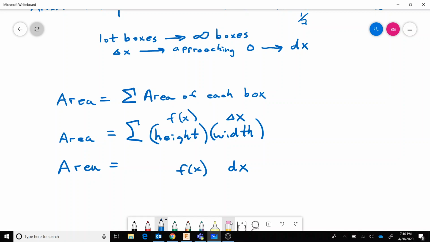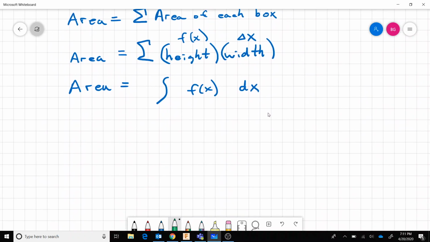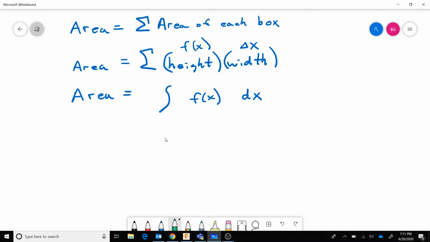But the problem is summation is good when I have a finite number of boxes, but if I have an infinite number of boxes, I don't have the ability to do that. But with calculus we do, we can do the integration. And if you guys remember, this is what we call doing an antiderivative. We actually could take the antiderivative of something and actually find an answer to it.